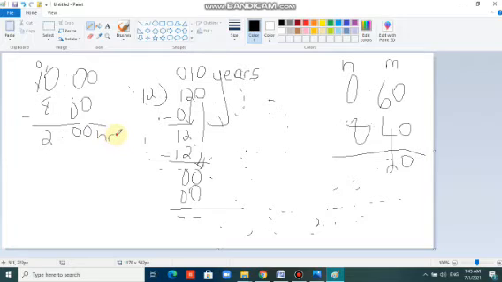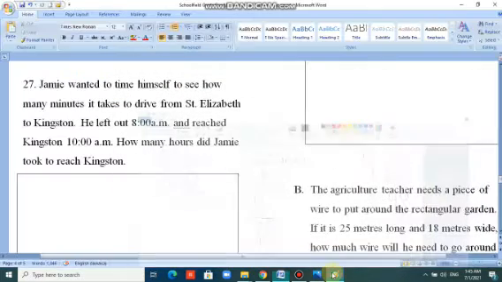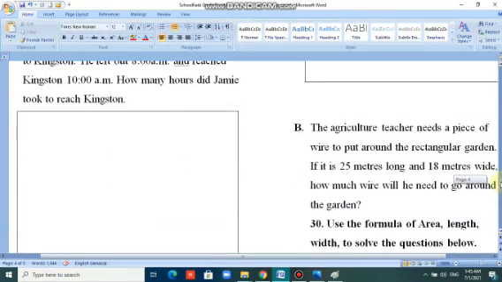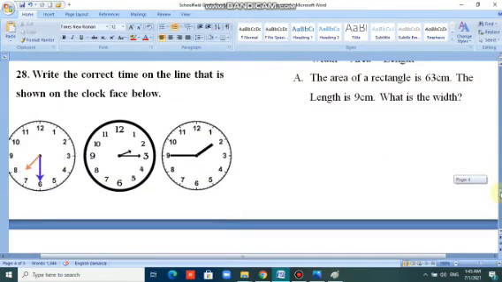Remember, we're not dealing with minutes. We're dealing with the hours now. So it's 2 hours and 0 minutes. Flat 2 hours. That's how you work it. Beautiful. Moving along.